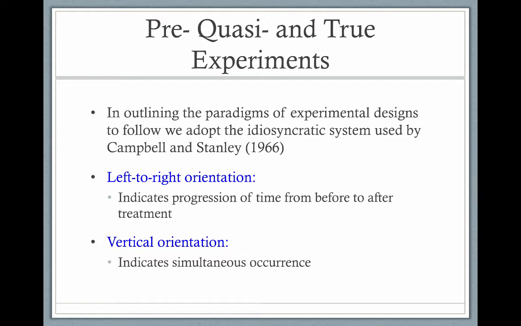We're going to talk about pre, quasi, and true experimental designs. This is just like an X and O way of talking about study design. There's a left to right orientation, which indicates the progression of time from before to after treatment, and a vertical orientation indicates a simultaneous occurrence. So this will make more sense as we go through it.